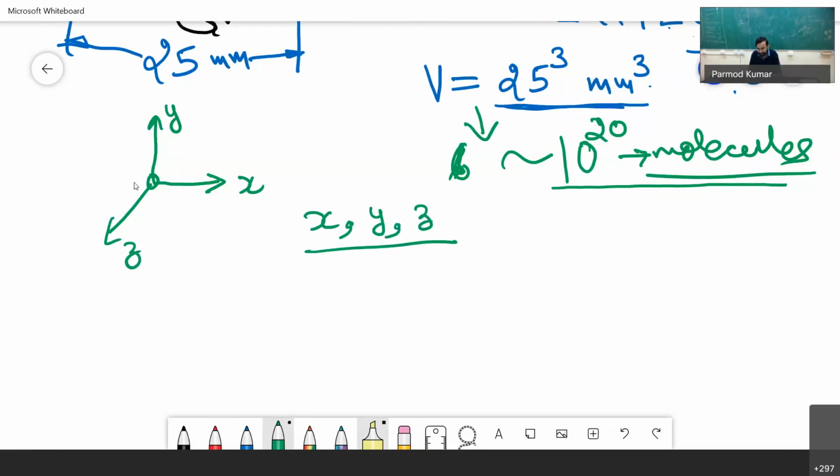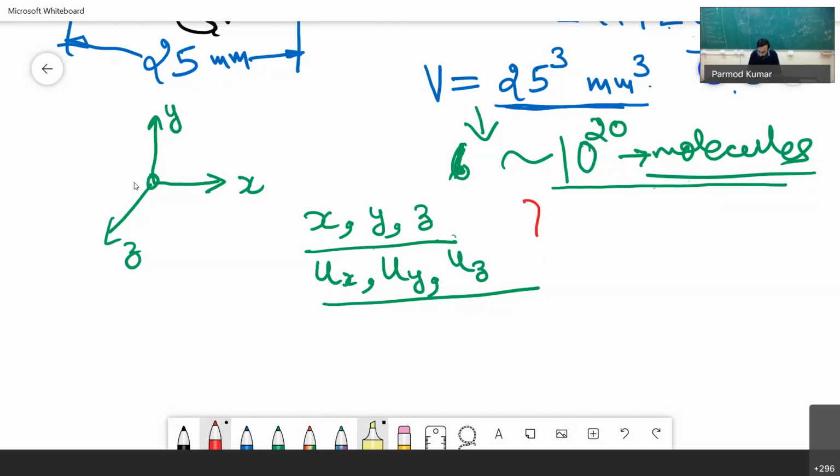Apart from that, as I have already told you, at the molecular level, molecules have different kinds of motion. Because of that, we also need to know the velocities of molecules. Ux is velocity in x direction, Uy is velocity in y direction, and Uz is velocity in z direction. So if we study a system from the molecular perspective, for each molecule we should know its X, Y, and Z position, and at the same time we should also know its velocities Ux, Uy, and Uz.